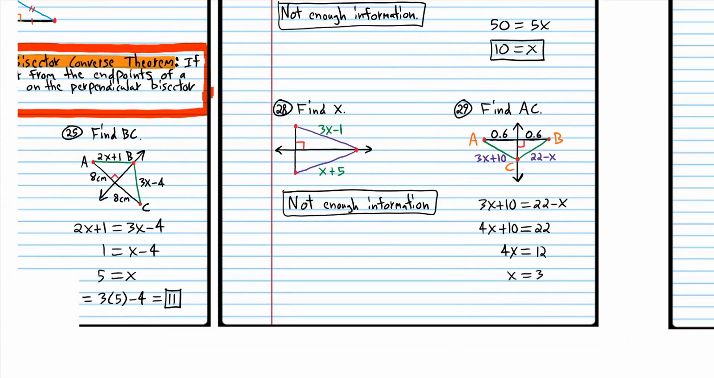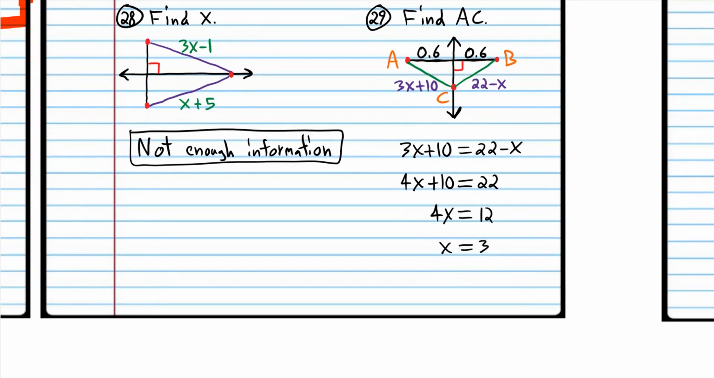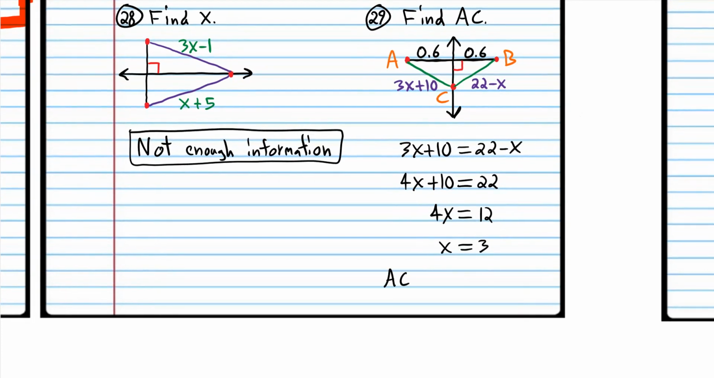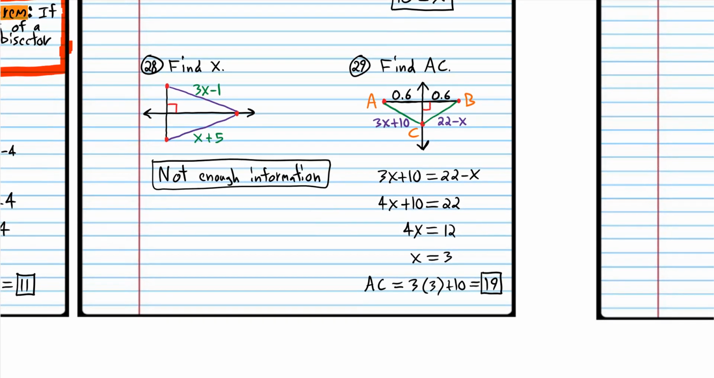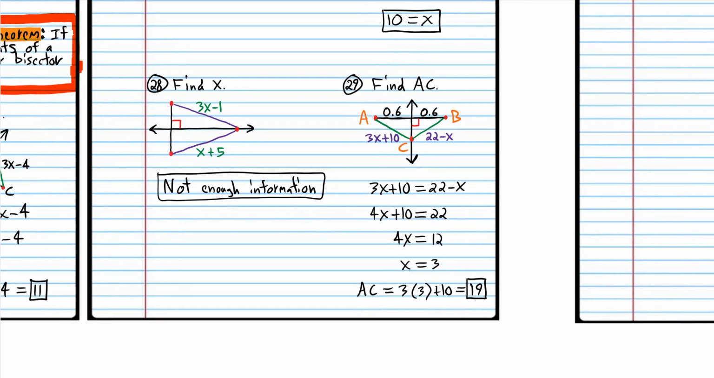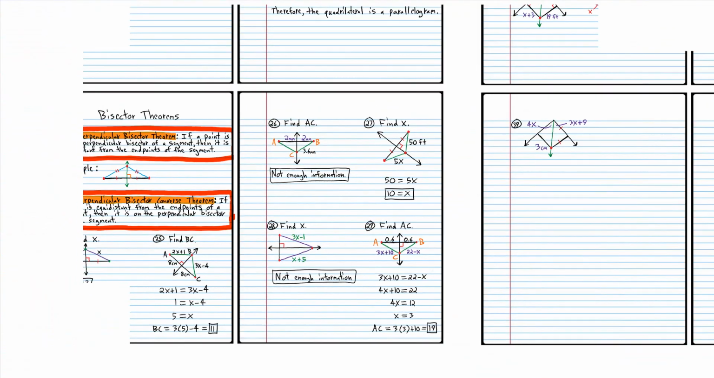And we're not looking for x. We're looking for AC. So AC is equal to 3 times x, which we know is 3, plus 10, which equals 19. And that is the answer. So if you got 19 for AC, good job. Remember, you're looking for AC. You're not looking for x. All right, so that is the perpendicular bisector theorem.